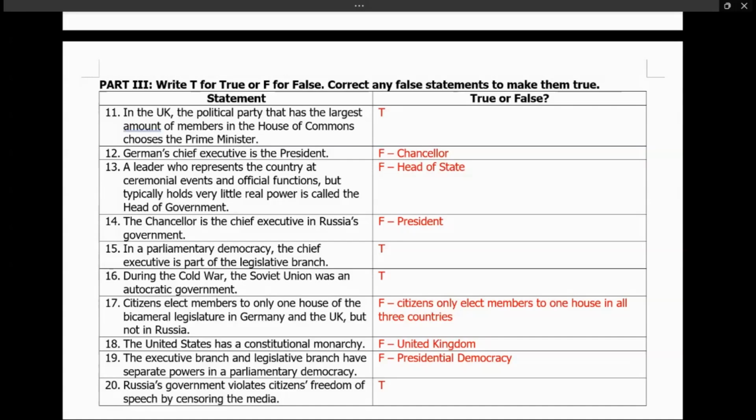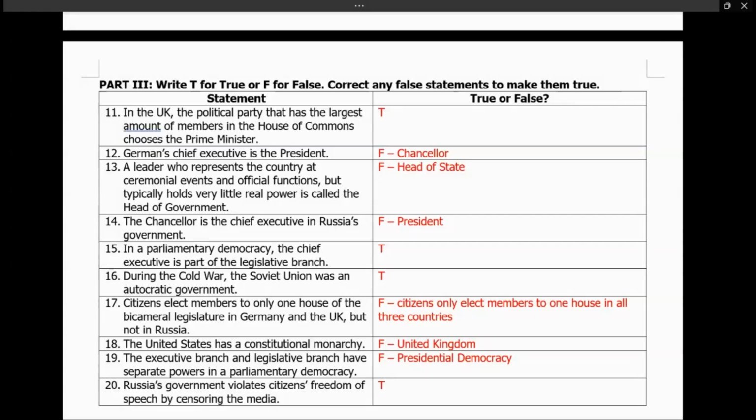Let's move on to number 14. The chancellor is the chief executive in Russia's government. False. We just talked about that in number 12. Germany's chief executive is called chancellor, and Russia's chief executive is called the president. So number 14 is false. Number 15. In a parliamentary democracy, the chief executive is part of the legislative branch. That is true. Guys, as we talked about, citizens get to elect the parliament, the legislature, meaning the legislature holds the power. So the chief executive is part of the legislative branch. Number 16. During the Cold War, the Soviet Union was an autocratic government. True.